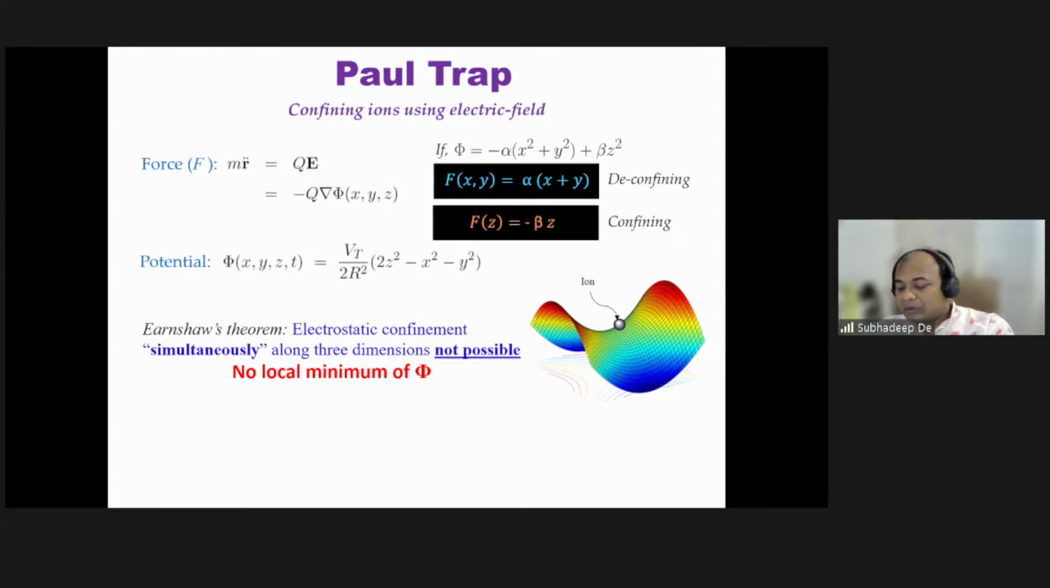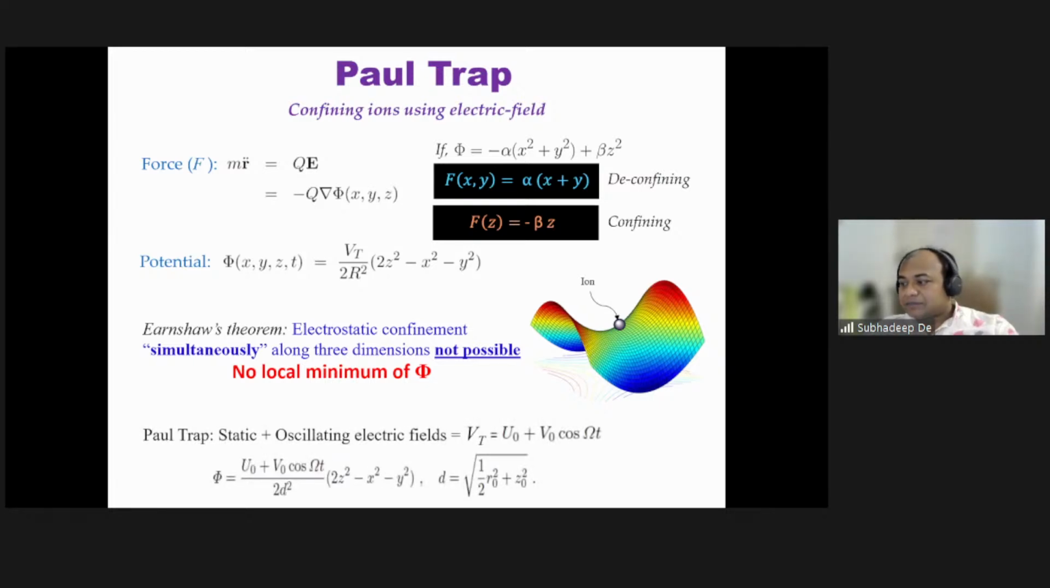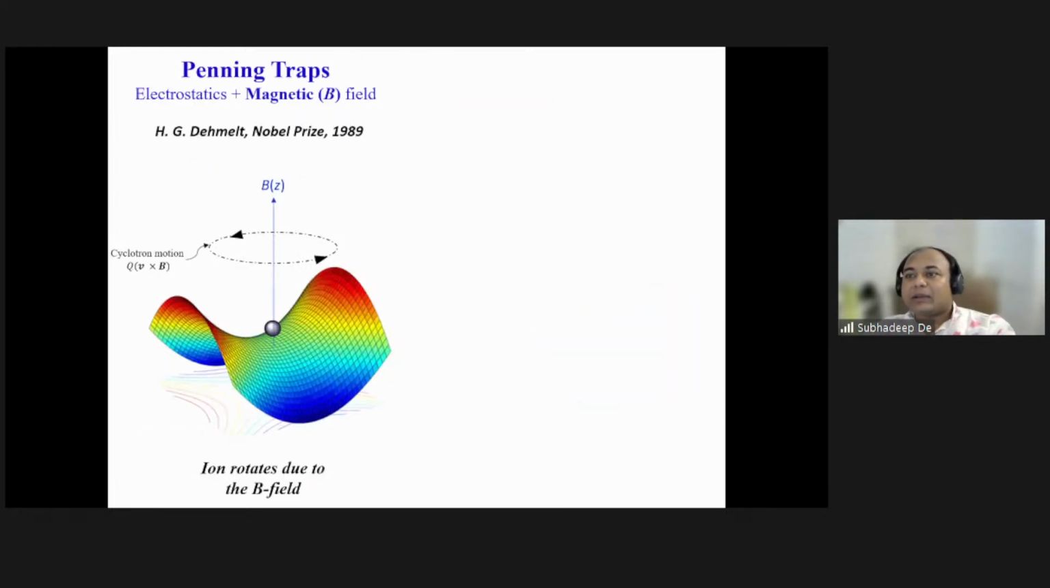So what are the possibilities? These two people, Dehmelt and Paul, gave two different solutions to encounter that problem, and those are named the Penning trap and the Paul trap. So in the Penning trap, what happens? See, this is the potential.